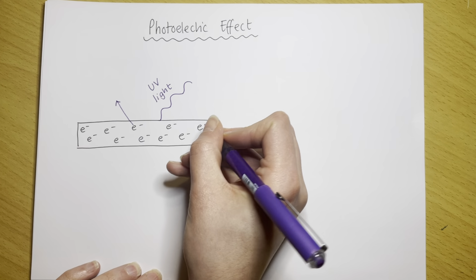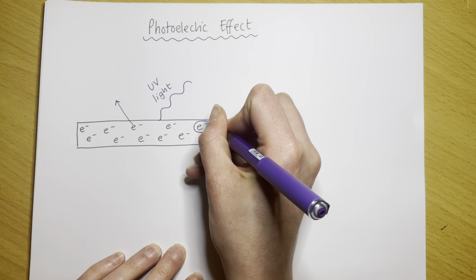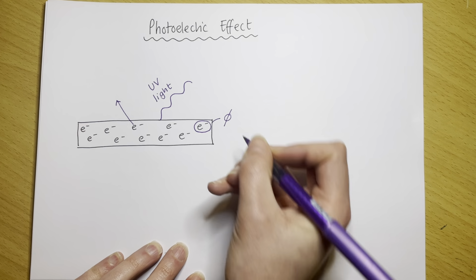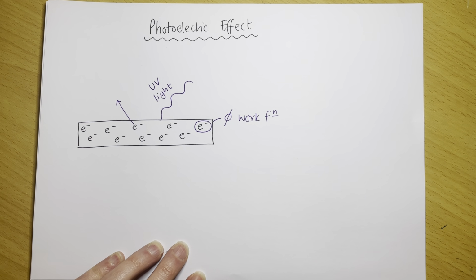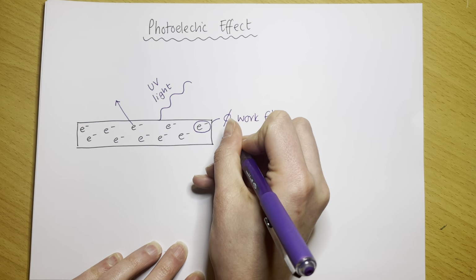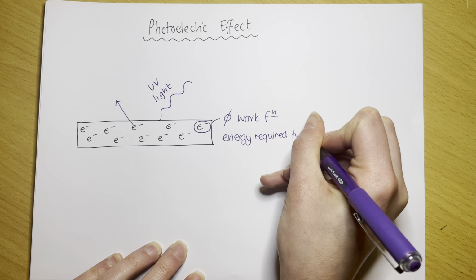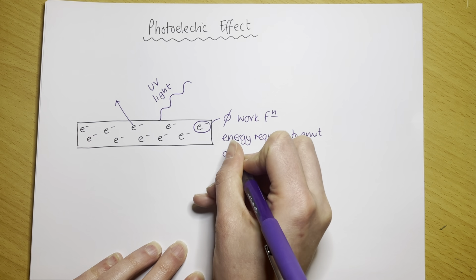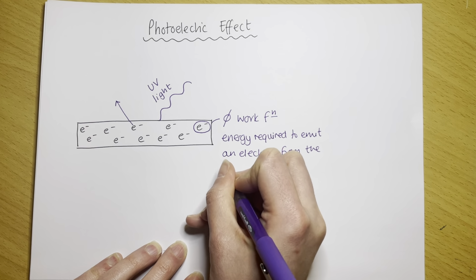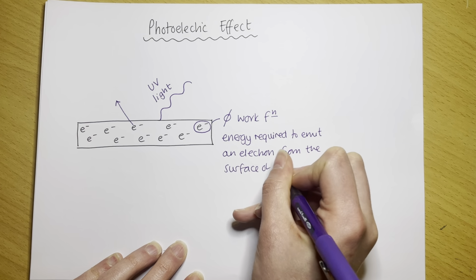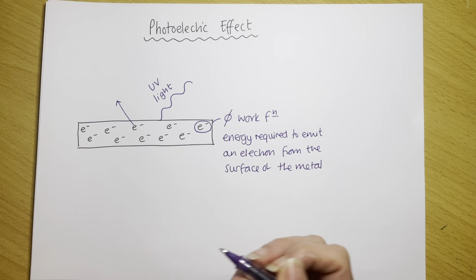So I want to think about these electrons, okay? These electrons are stuck inside this metal, and the metal has something called the work function, which is phi. The work function is the energy required to emit an electron from the surface of the metal.